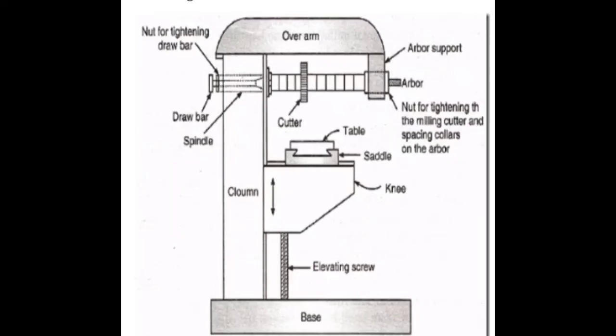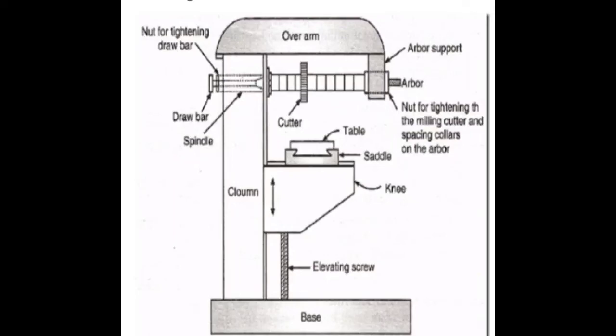The work table, and hence the job fitted on it, is given motions in three directions. First one, vertical movement, provided by raising or lowering the knee. Second, cross or transverse motion, provided by moving the saddle in relation to the knee. Third one, longitudinal motion, provided by a hand wheel fitted on the side of the feed screw. In addition to the above motions, the table of a universal milling machine can be swiveled 45 degrees to either side of the center line and thus feed at an angle to the spindle.